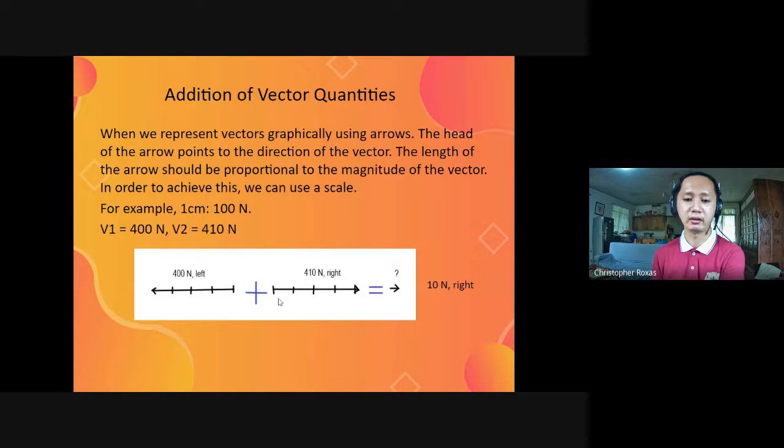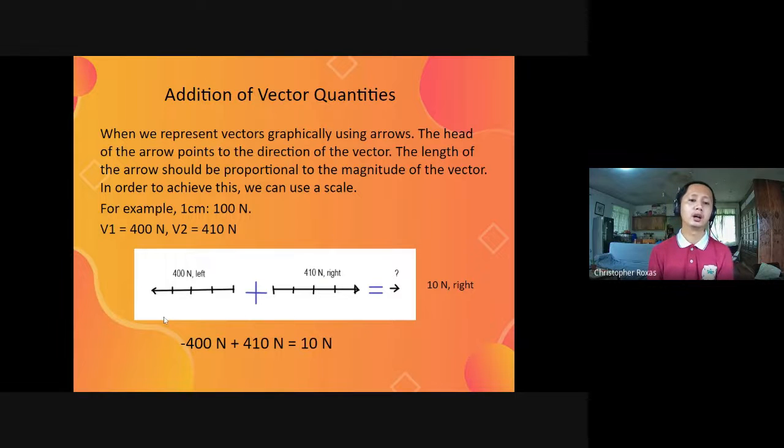So it will look like the arrow for the second vector is longer than the arrow of the first vector. And if we take the difference between the two arrows, you get this small one. That is equivalent to 0.1 centimeter, or 10 newtons, and the direction will be to the right. So this is the graphical method of getting the sum of two or more vectors. We use the graphical method to get the sum.